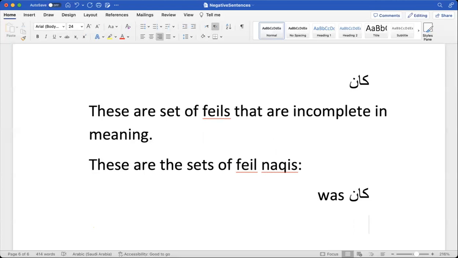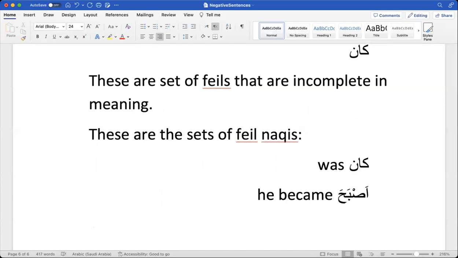Then there are other family members like this. Asbaha means to become, or he became. Then we will, inshallah, conjugate these like other fails we have studied so far. Nasara, nasara, nasaru: he helped, both helped, all helped. Kana, he was. Kana, they both were. Kanu, they all were. Asbaha, he became. Asbaha, they both became. Asbahu, they all became. We will do that, inshallah. Then it has fail mudari also.